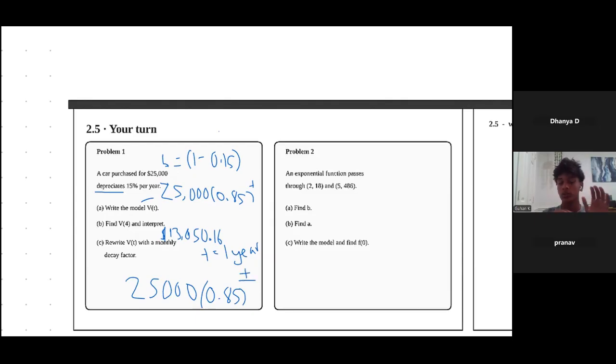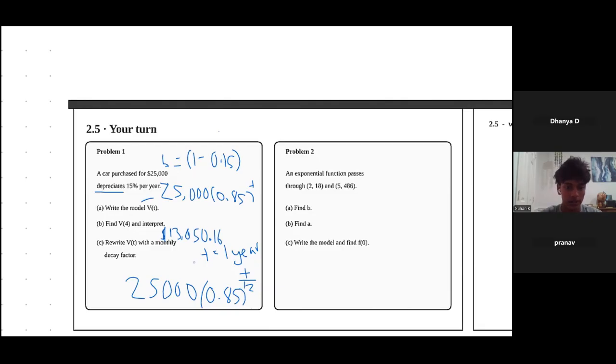The reason this isn't 12t is because that would mean that after 1 month, it would depreciate like 8 years' worth. But what's really happening is that after 12 months, which is a year, it's going to depreciate once. And 12t would be if, let's say, it's depreciating by 15% every month, but you put it in years, then it would be 12t.